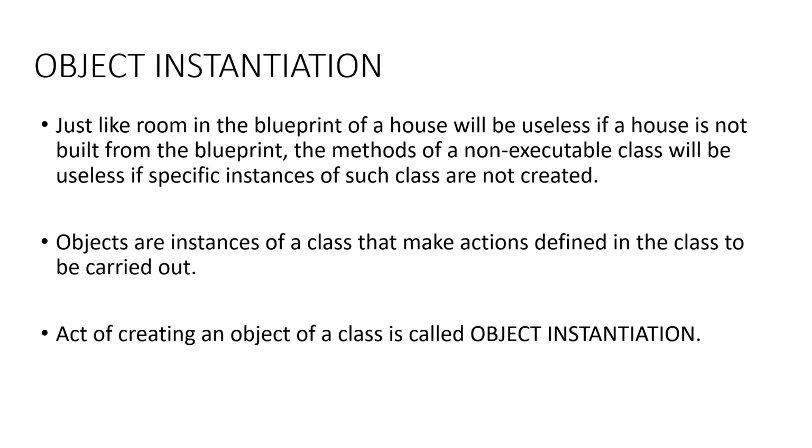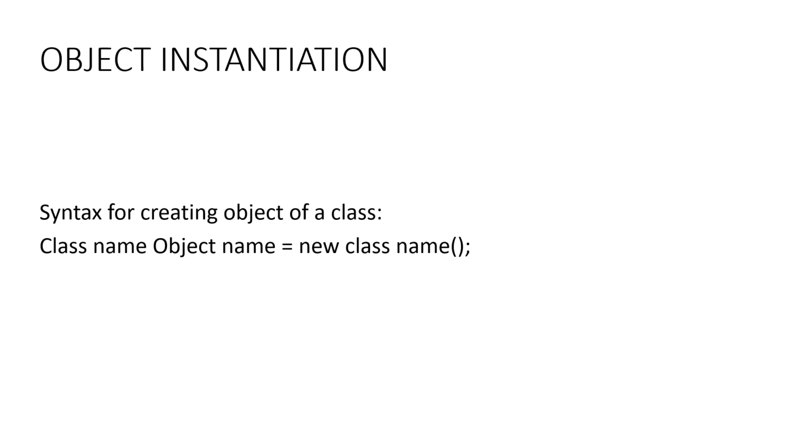Now, what's the syntax for creating objects of a class? If you want to create objects of a particular class, the syntax is the class name, the object name equals new class name, followed by a pair of brackets, which is where parameters will be passed. So this is the syntax.